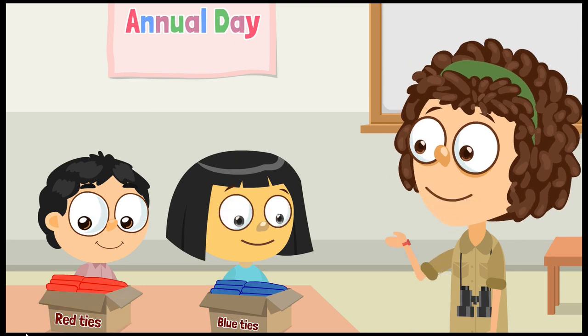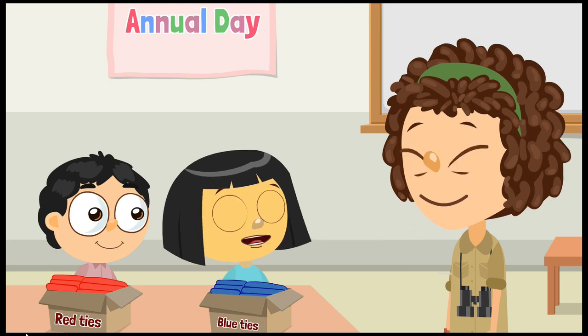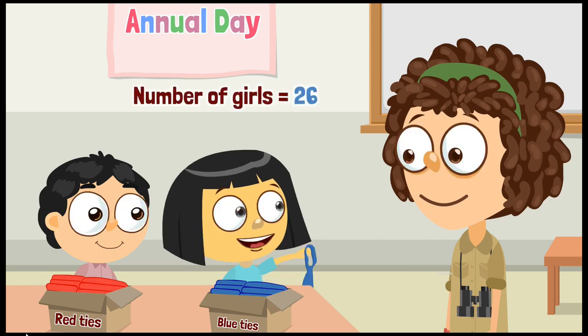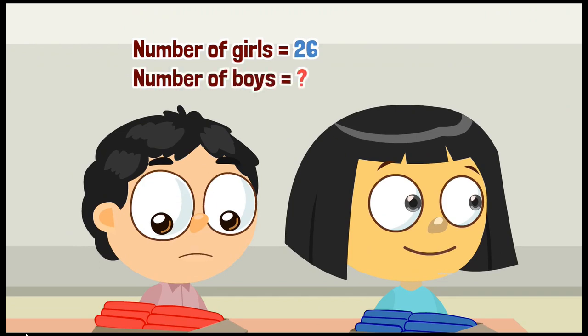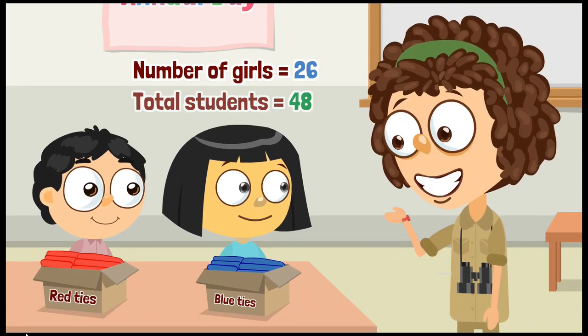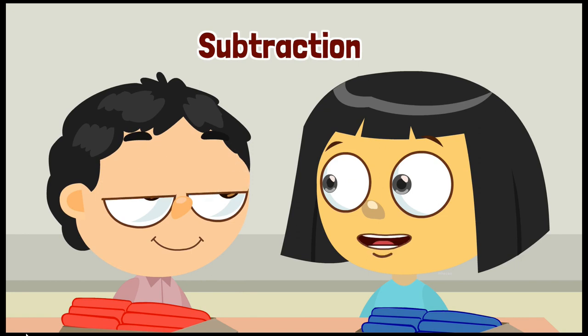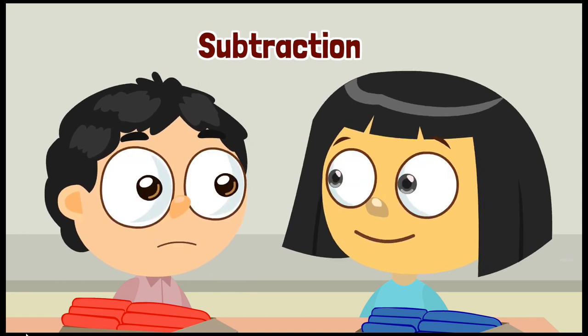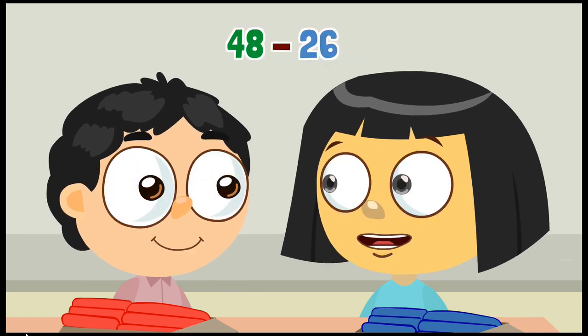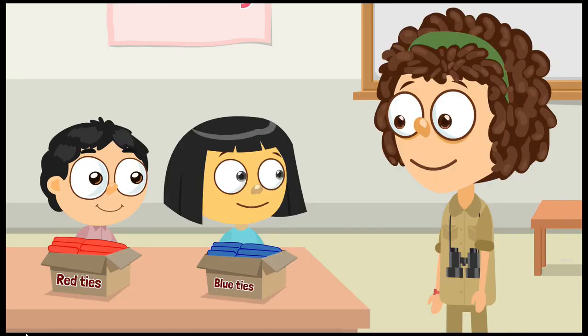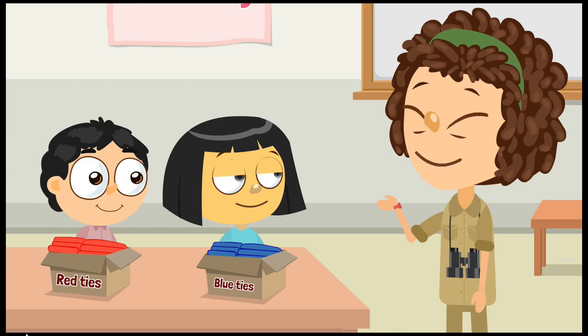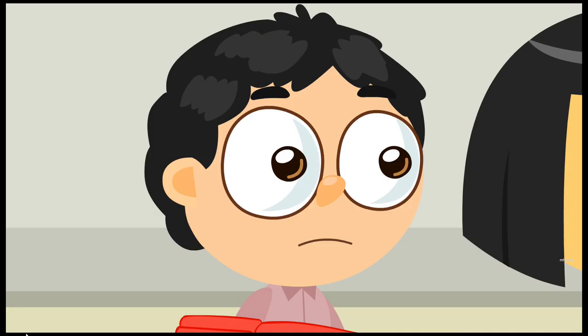Let's distribute red ties to boys and blue ties to girls. I need 26 blue ties for girls. I don't know the number of boys. There are 48 students, so can you find their number? How? By doing subtraction. Subtraction? We can subtract the number of girls from the total to find the number of boys. Yes, we can use the count up method for subtraction. Count up method?